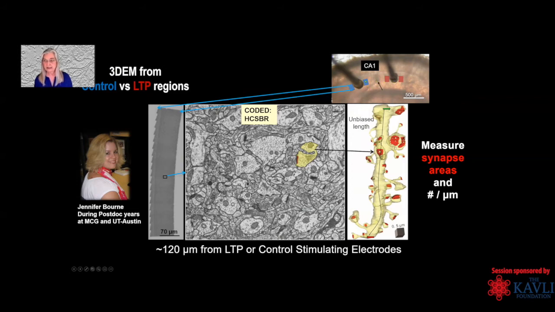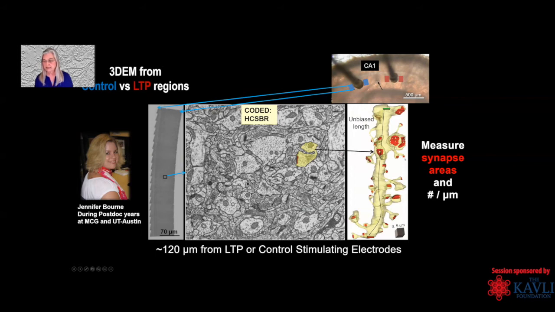Both were recorded independently as producing the stable baseline or potentiation. These regions were independently sectioned, imaged, and reconstructed, with the dendrites at about 120 microns at a diagonal from the center of these independent sites of stimulation. And then we could measure synapses along this unbiased length from the beginning of the first protrusion to the beginning of the last protrusion.